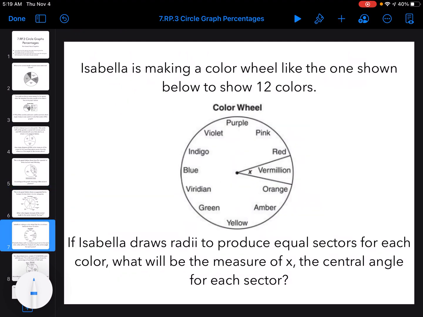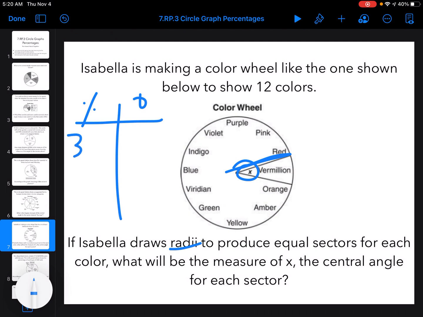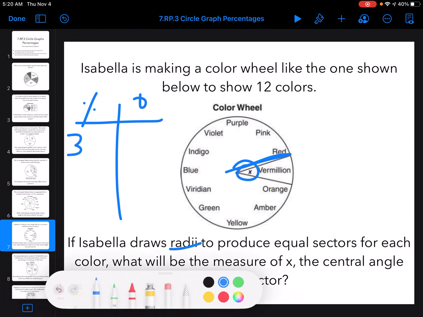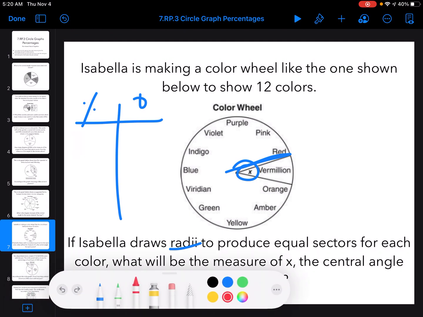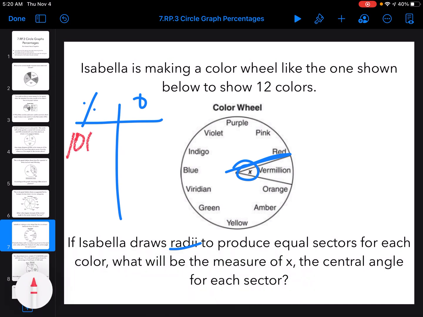Isabella is making a color wheel, shown like the one below, to show 12 colors. If Isabella draws radii, which are from the center out, to produce equal sectors for each color, what will be the measure of x? So what will be the angle measure of the central angle of the sector? So I know I've got percent. I know I've got my degrees. I know 100% would be 360 degrees.